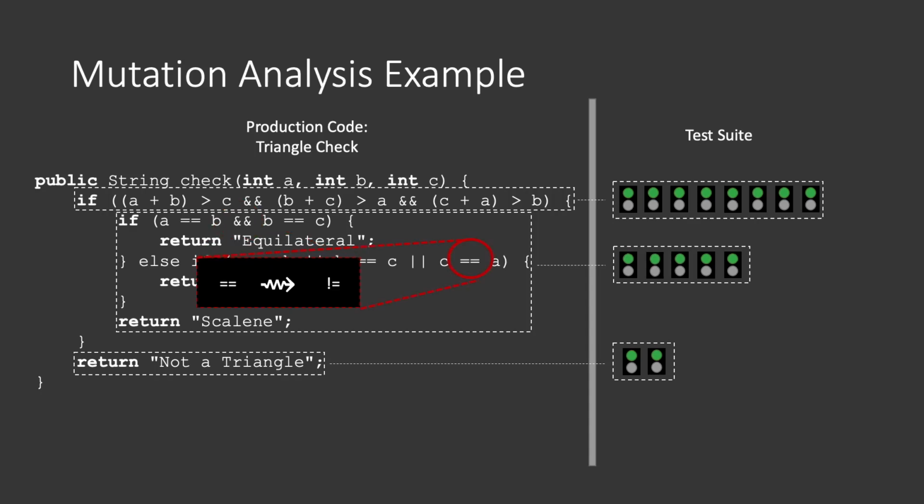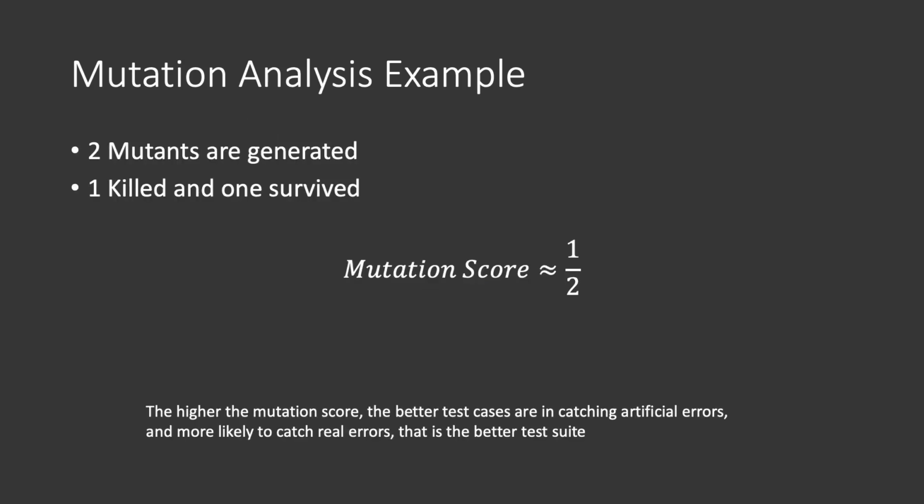We might have a different transformation that does not result in any test failure. If such a mutant is not equivalent to the original program, we call it a surviving mutant. So for this hypothetical example, we generated two mutants out of which one was killed. We can approximate mutation score by dividing the number of killed mutants by the total number of mutants. The higher the mutation score a test suite achieves, the higher quality it is. In other words, the higher the mutation score, the better the test cases are in catching artificial errors and more likely to catch real errors, that is, the better the test suite.